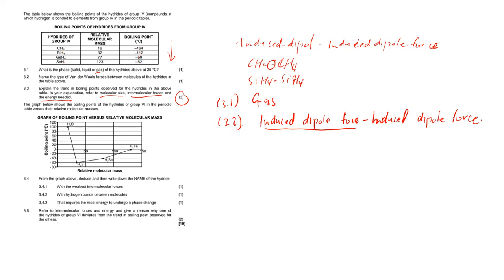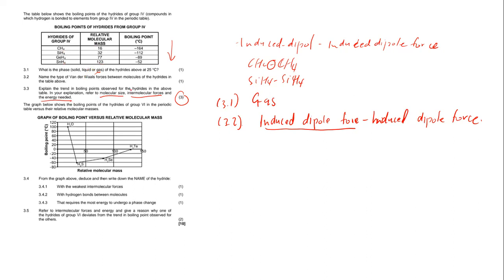Why is the boiling point increasing from CH4 to SnH4? We're going to explain that by referring to molecular size, intermolecular force, and the energy needed. I'm going to start by talking about molecular size. So why is the boiling point of these hydrides increasing, moving down the table from this position to that position? This is one of the reasons, based on the molecular size. Number one, the relative molecular size of the hydrides moving from CH4 to SnH4 increases. Therefore, due to the increase in molecular size, more energy is needed.